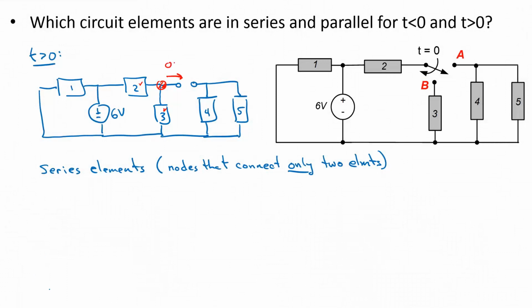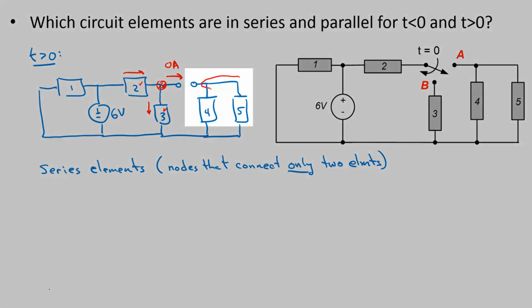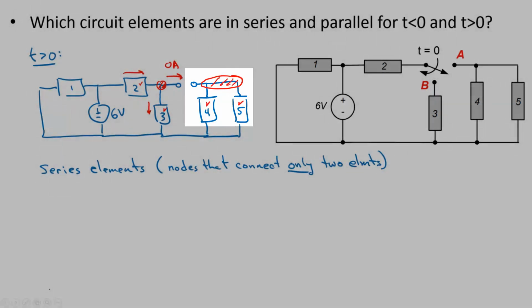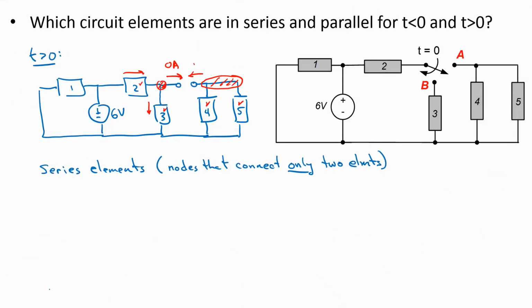Since the current through an open circuit is 0 amps, any current going through element 2 will also go through element 3, and those two are in series. Likewise, this node connects only elements 4 and 5. Again, this is 0 amps, so any current going through one of these has to also go through the other. This means that elements 2 and 3 are in series, and elements 4 and 5 are in series.